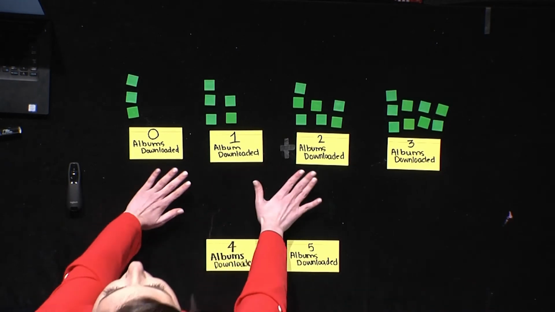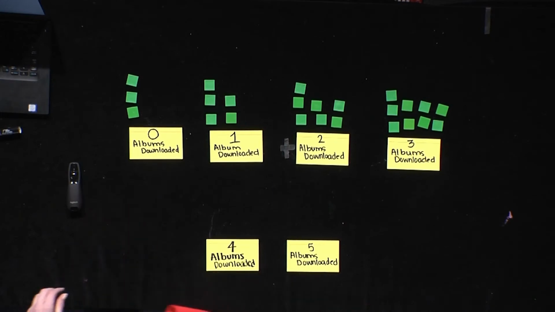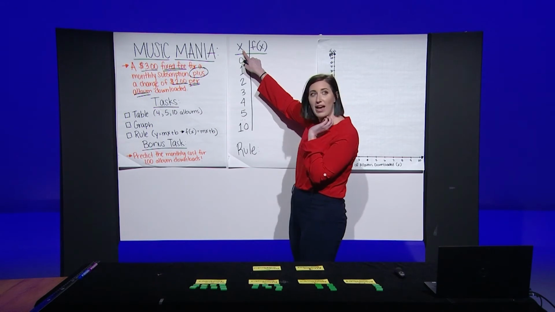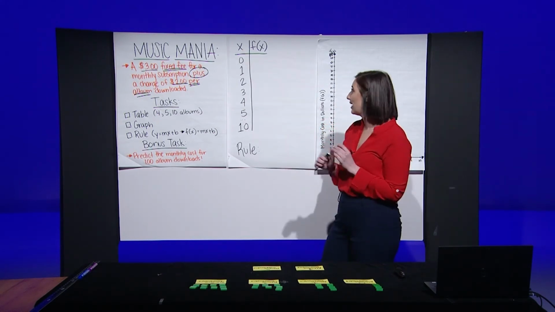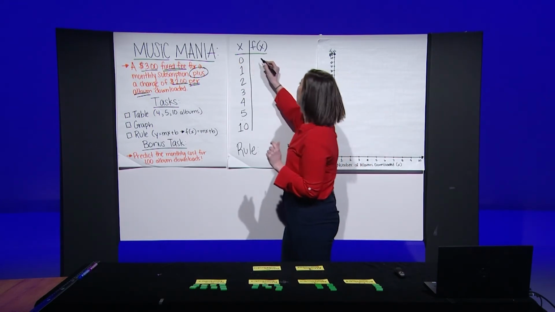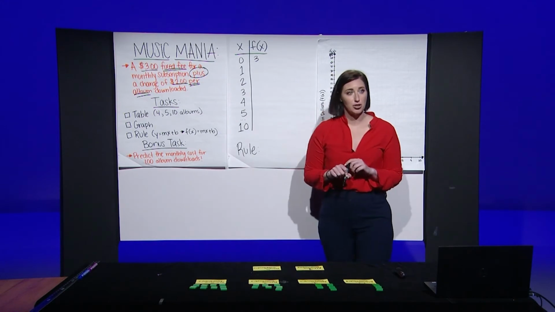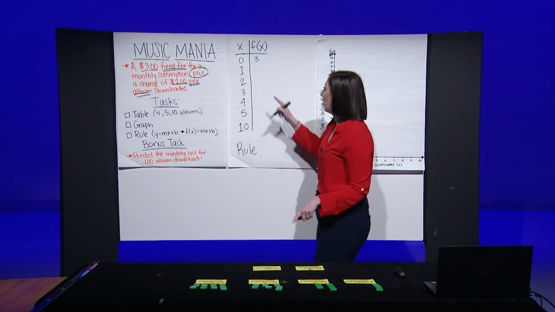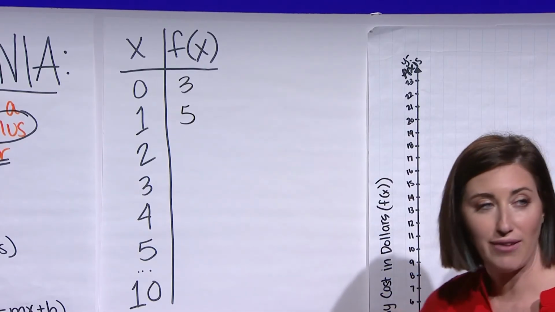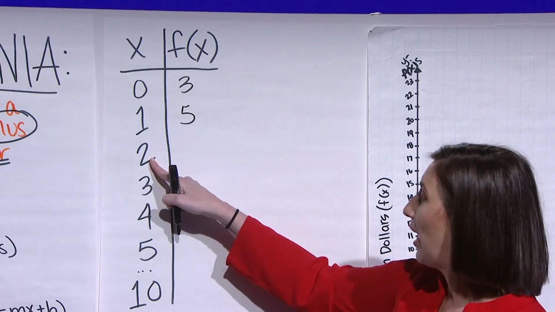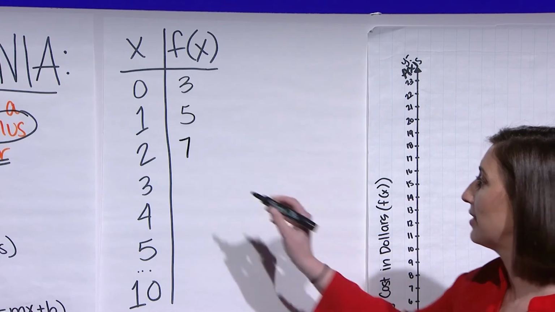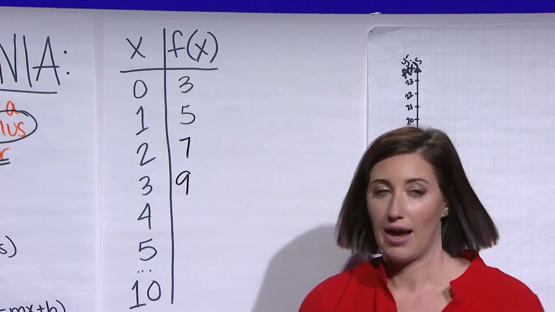So let's look at what this looks like on our table. So remember, when I had an X value, our X is how many albums we downloaded. At 0 downloads, I had to pay $3 for my monthly subscription. Then when I bought 1 album, I had to add that $2 on to give me a $5 fee. For 2 albums, I had to pay $7. And then for 3 albums, I paid $9.